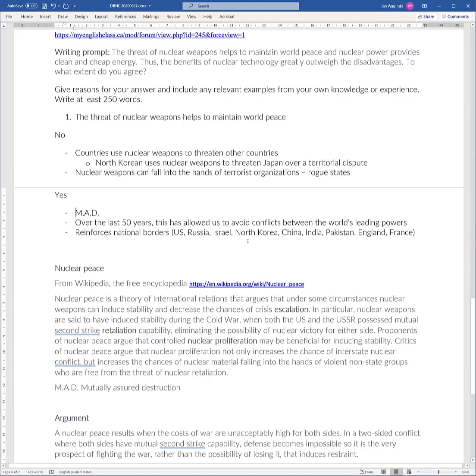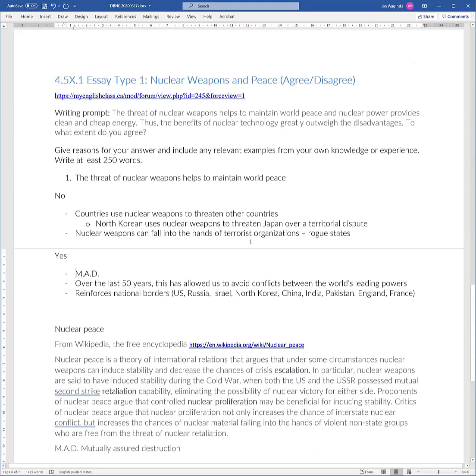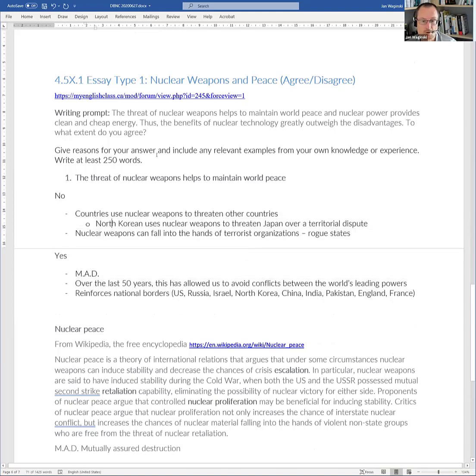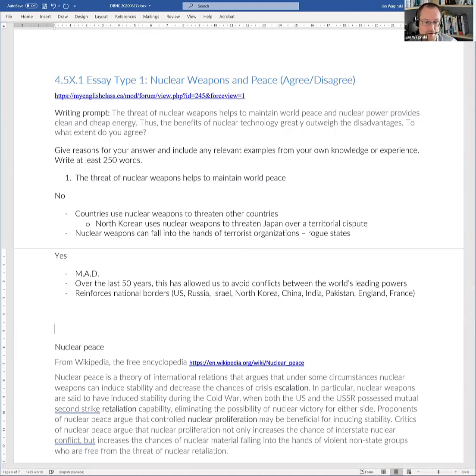Okay, so it's one example of each? Well, you're not going to talk about both sides. You're only going to talk about one side. So getting back to the question, the threat of nuclear weapons helps to maintain world peace, and nuclear power provides clean and cheap energy. Okay. So this is the second thing we have to talk about.